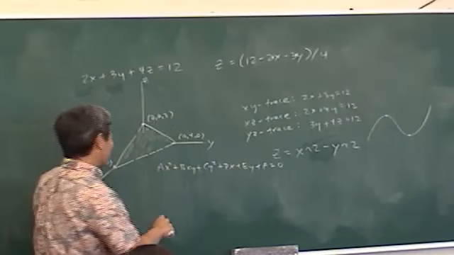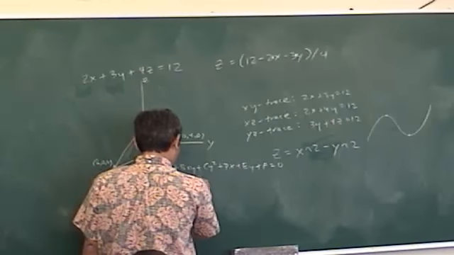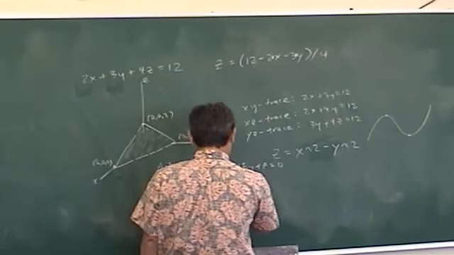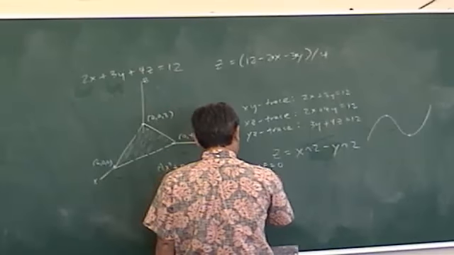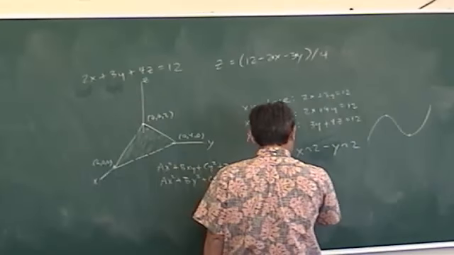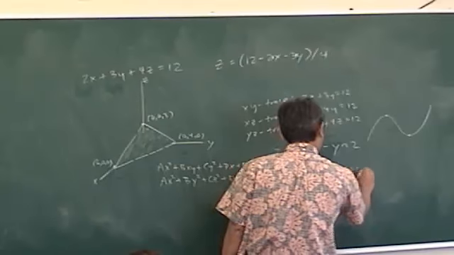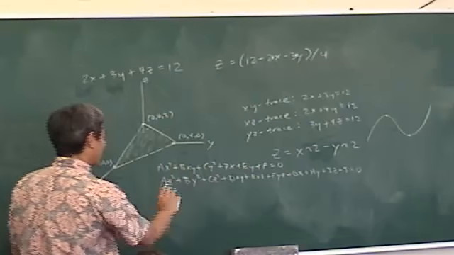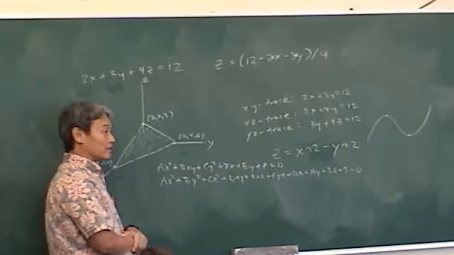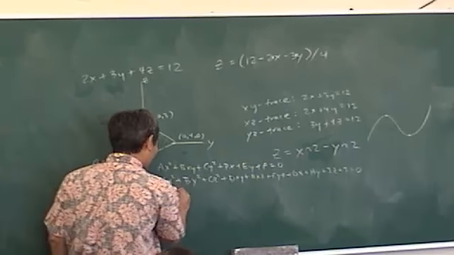But in 3 dimensions, okay, I'll write it out: ax squared plus by squared plus cz squared plus dxy plus exz plus fyz plus gx plus hy plus iz plus j equals 0. They're all second degree. So in 3 dimensions, what is the graph of a second degree equation? This is called a conic section in 2 dimensions. In 3 dimensions, these are called quadric surfaces.